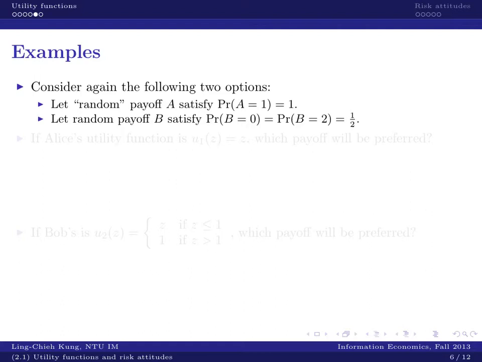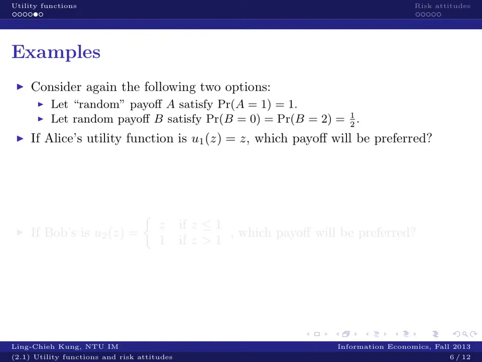Okay, so let's see some examples. Again, we are focusing on our previous example with payoffs A and B. Here our random payoff A, which is actually not random, is the fact that we will get $1 with probability 1. Here A is a random variable. And our random payoff B is that we're going to get 0 or 2, each with probability 1/2. And we're asking which one we're going to prefer.